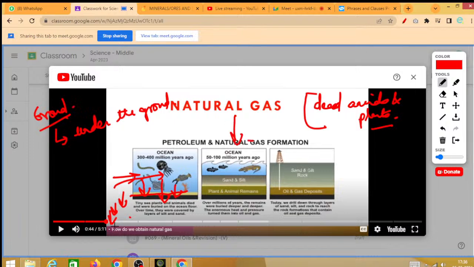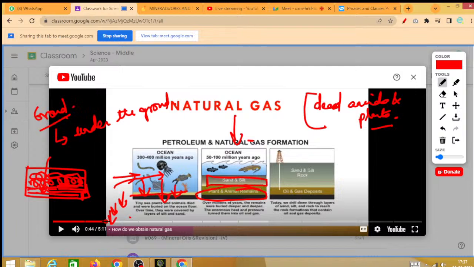Look at this picture now. What is happening? These remains of the dead animals and plants are there, and over that what do we have? Sand and silt. Now if we look at the earth also, we make holes to bury them. So something gets buried here. Over that there is a lot more rocks, salt, silt, sand, whatever there is. And these are under the ground.